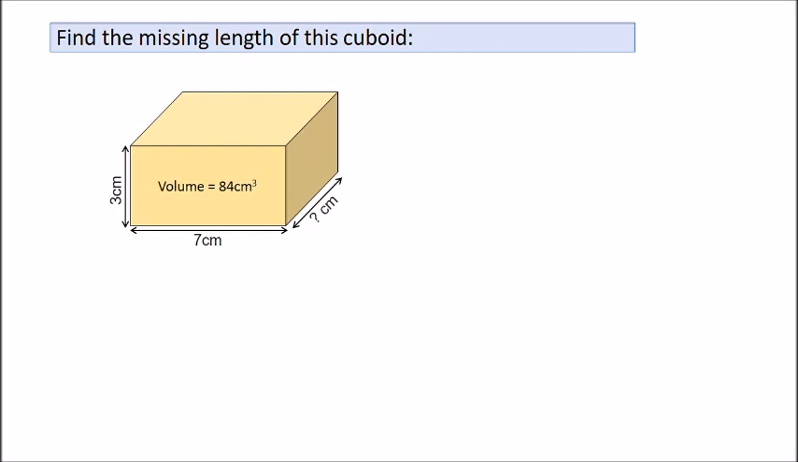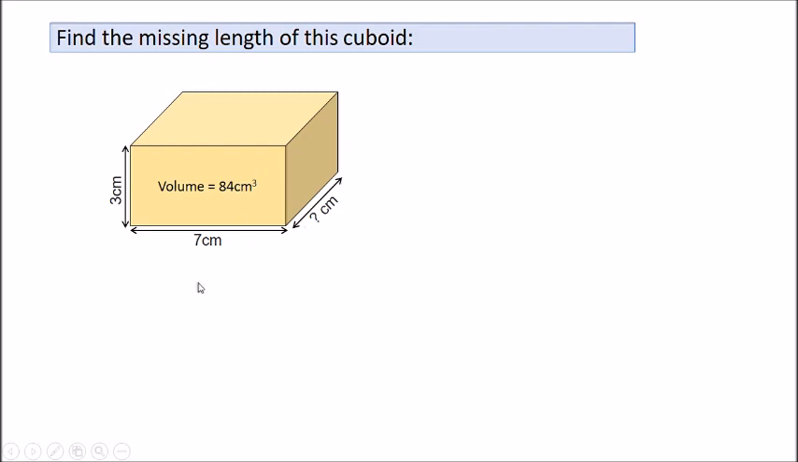Okay, so next style of question. So, do you notice how this is different to what we were just doing? So in this question, they give us the volume. They tell us, well, okay, this cuboid has a volume of 84 cubic centimeters. However, it wants to know, what must that missing length be for that to be the volume?